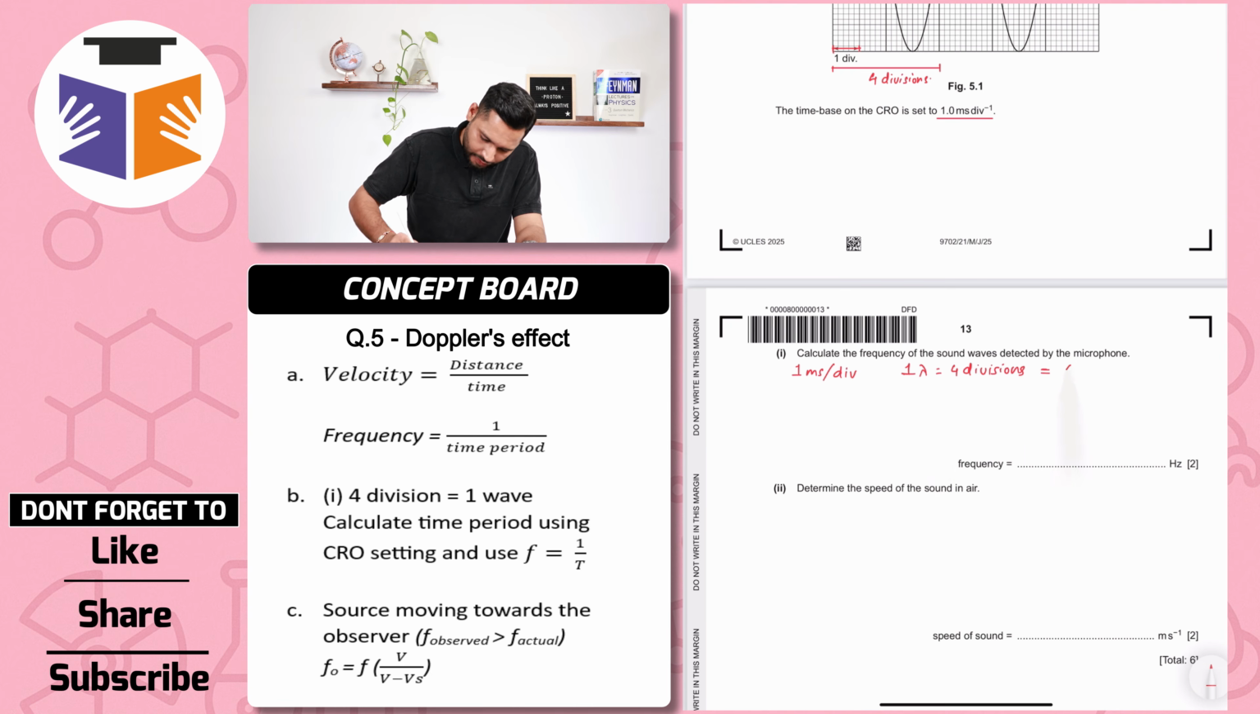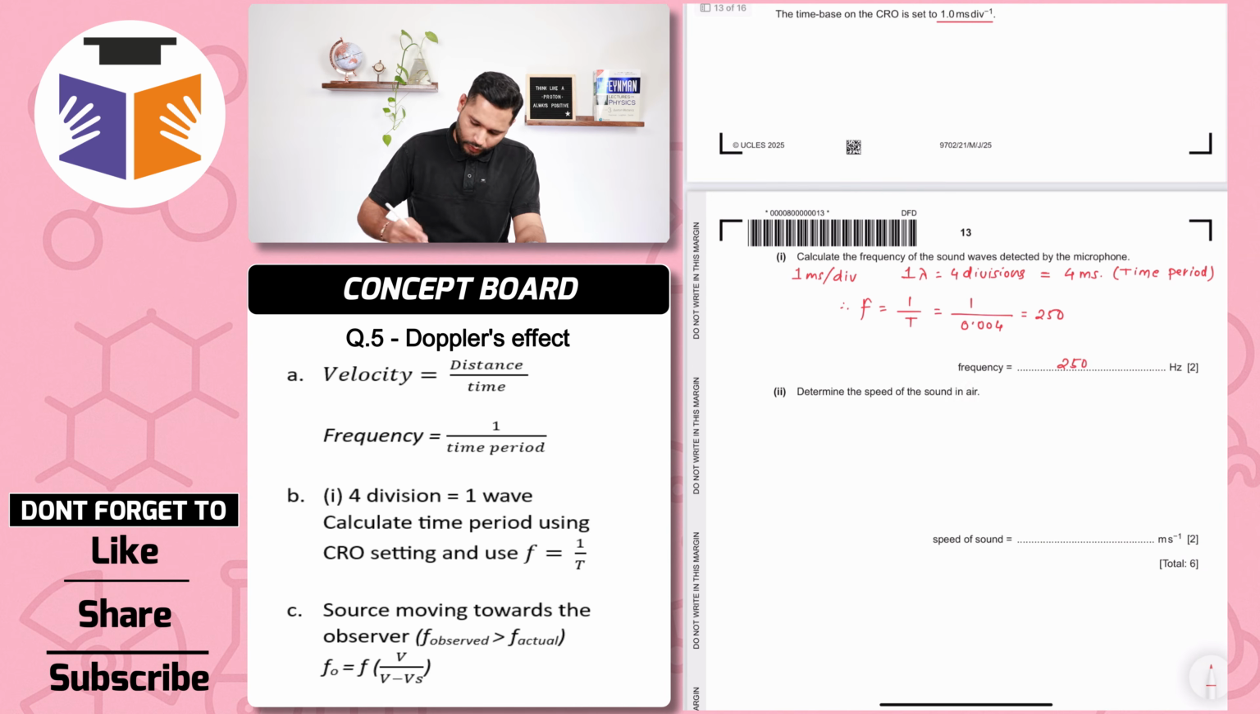So one wave takes how many milliseconds? 4 milliseconds. Now this 4 milliseconds is the time period of the wave. So we know f is equal to 1 upon T, so we can write it as 1 divided by 0.004. This comes as 250. Now this frequency is the observed frequency.